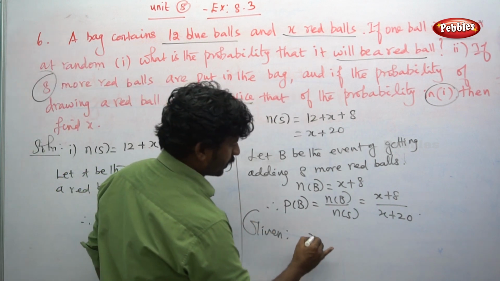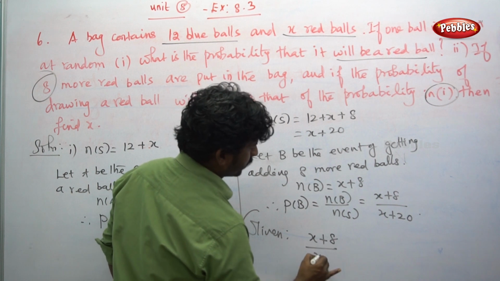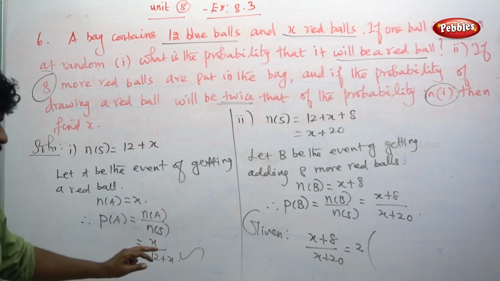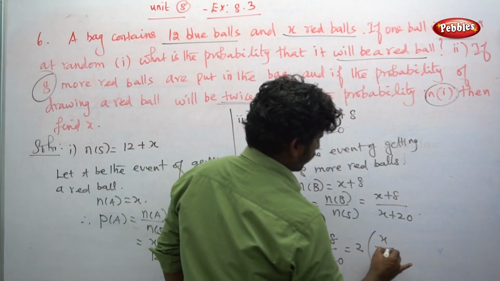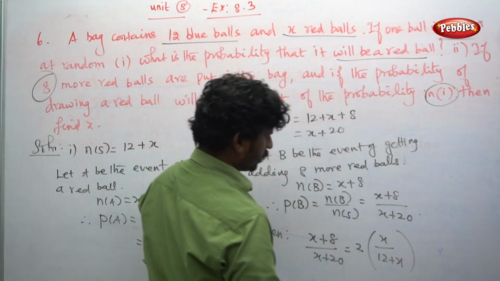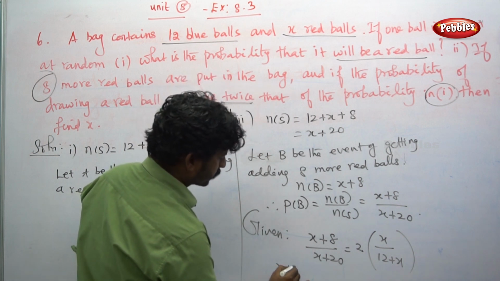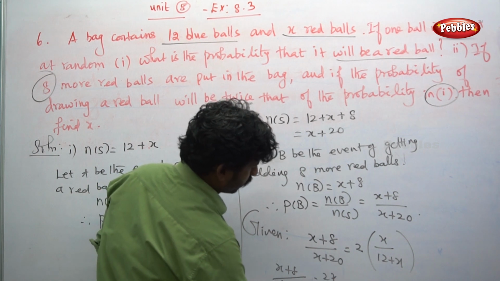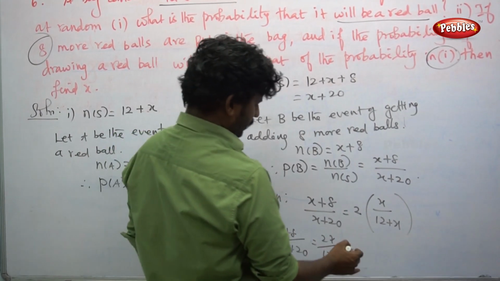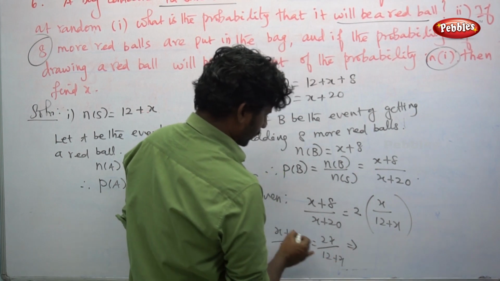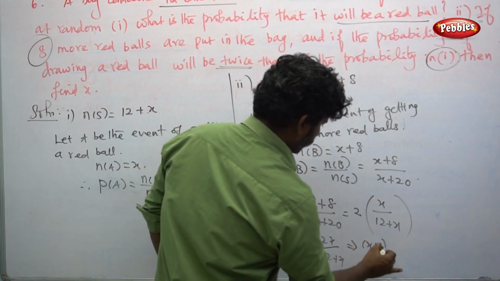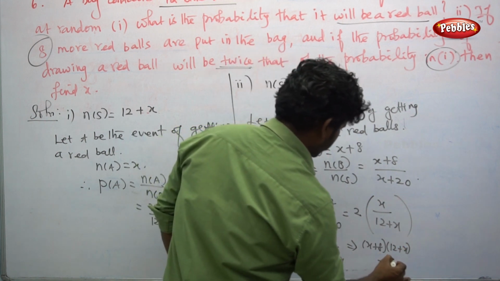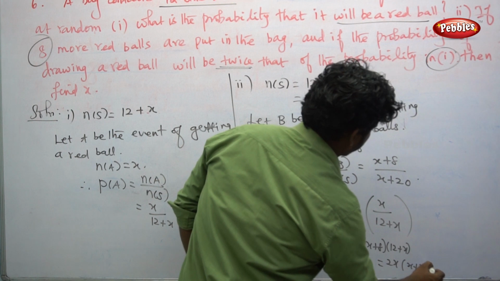Which means what? The x plus 8 by the x plus 20 is equal to twice, 2 times of this one, the x by the 12 plus x. Right? So which means x plus 8 by x plus 20 is equal to 2x by 12 plus x. Now we cross multiply. What is that? x plus 8 into 12 plus x is equal to this 2x into x plus 20, right?